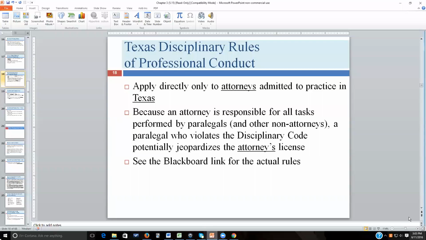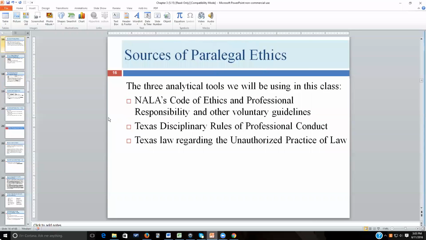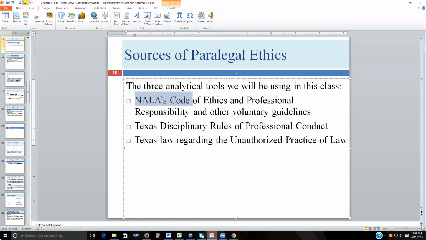Okay, so now we've talked about NALA's code and the Texas Disciplinary Rules of Professional Conduct. Now we're ready for the criminal law sanctions.